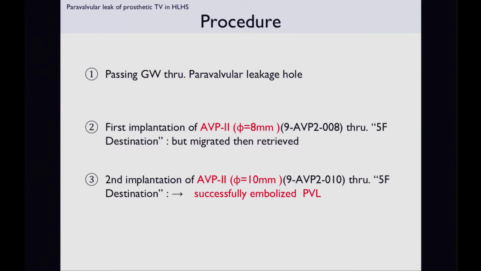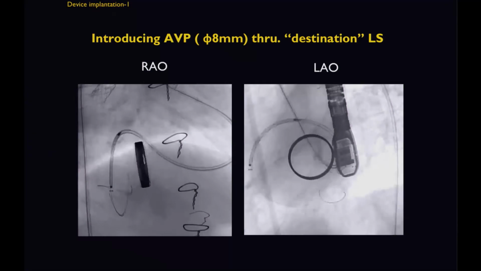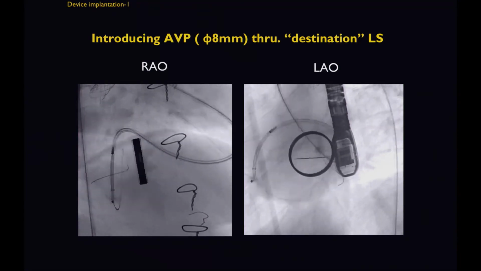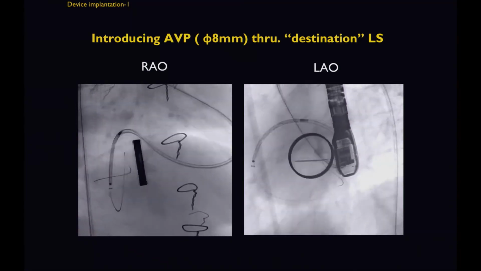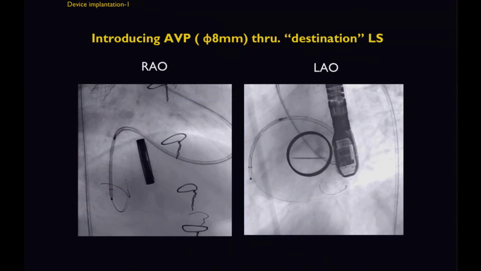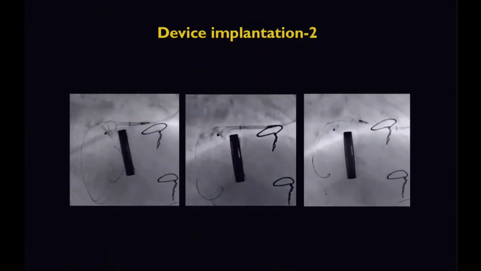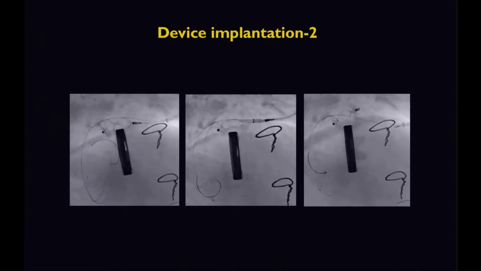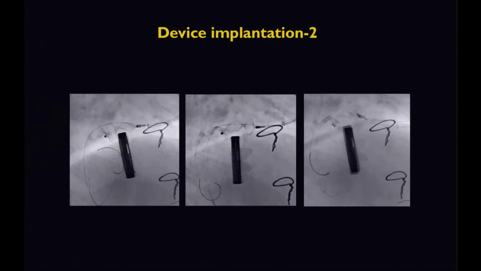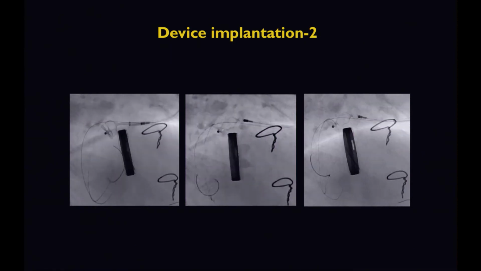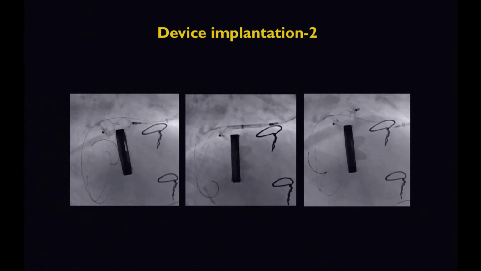This was successfully embolized, but I think the catalog of the AVP says we definitely need a 6 French. But I think the destination long sheath we can pass through an AVP with a size of 10 millimeters is a 5 French destination sheath. So I think we deliver the introducing basket plug 8 millimeter through the destination, then change to the 10 millimeters, and device implantation. It is difficult to set up the appropriate position of the paravalvular devices along the prosthetic valves.